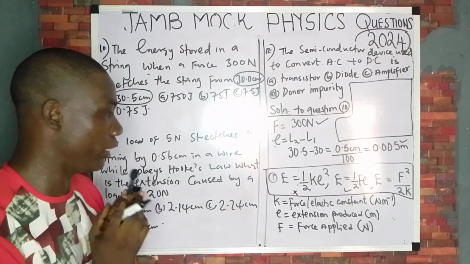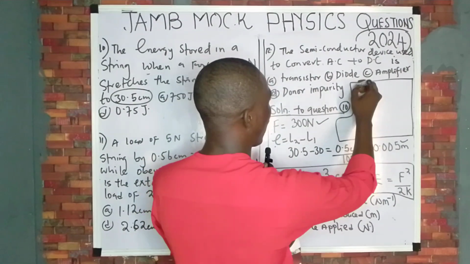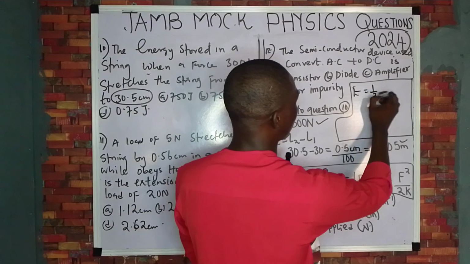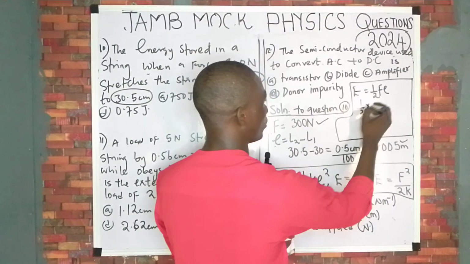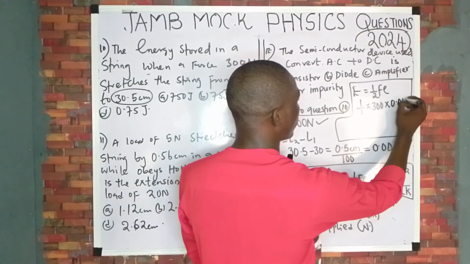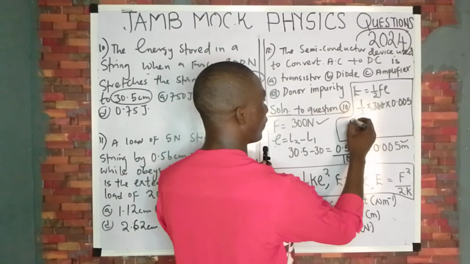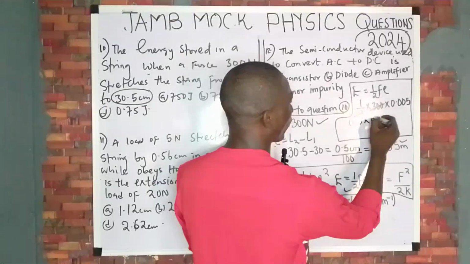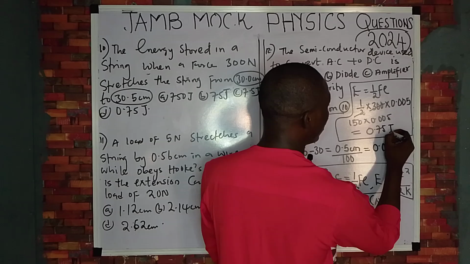Okay, stay with me to the end of this video. You will know physics by now. Let's do this. Our energy will give us 1 over 2 F e. So you have 1 over 2 times F, which is 300, times e, which is 0.005. Can 2 cancel 300? Yes. You have 150 times 0.005. If you multiply, you have 0.75 joules.